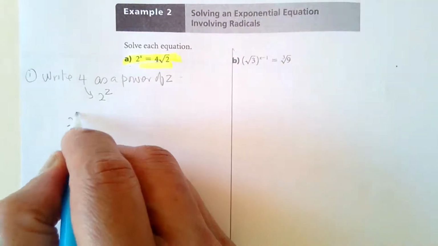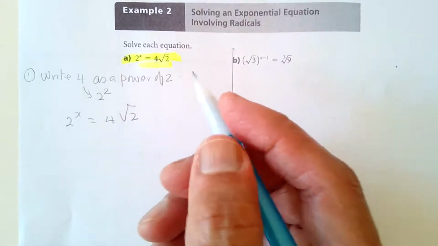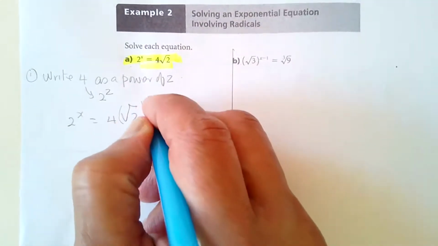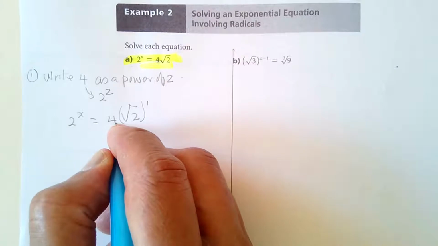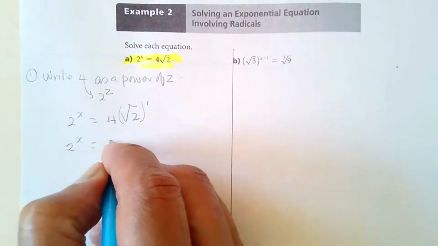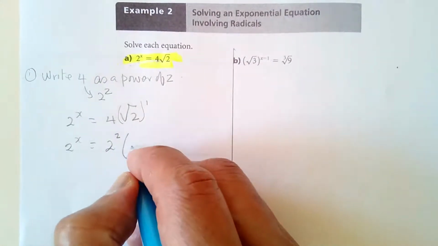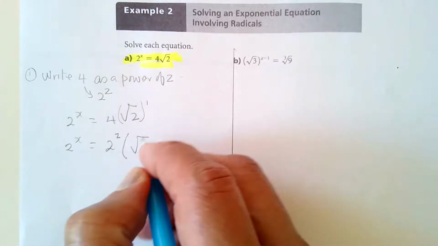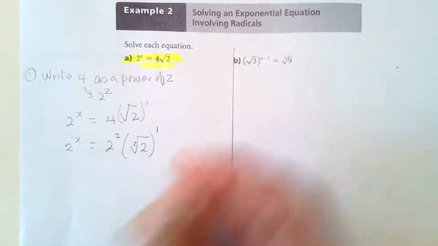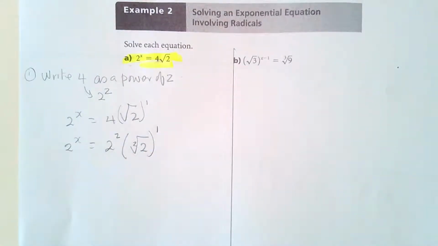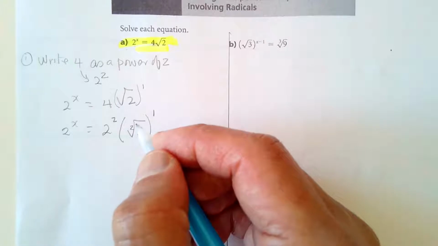We have 2 to the power of x equals 4 root 2. Notice, by the way, this is actually 1. This 4, sorry, becomes 2 to the power of 2, and we have 2 to the power of x. Notice I'm getting a common base here. And what do I have here? I'm going to indicate this is a square root, so that becomes 2 there, and this will become 1 out here. It makes your work easy to follow. I'm just breaking it into its different components.